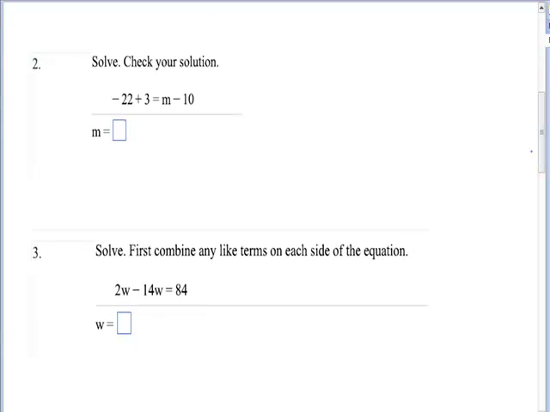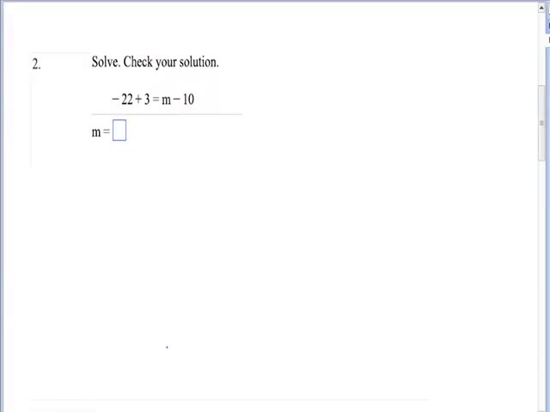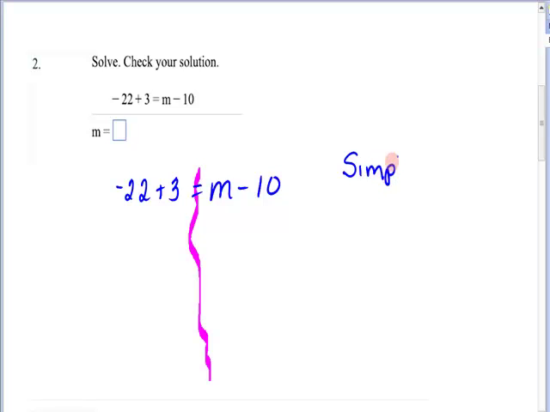All right, let's look at our second equation to solve. I have negative 22 plus 3 is equal to m minus 10. Put my barrier. My first step is, can I simplify either expression, the left or the right? Yes, I can simplify the left expression. It's a negative 22 and a positive 3, one negative, one positive, subtract for 19, keep the sign of the dominant, which is negative, and that equals m minus 10.